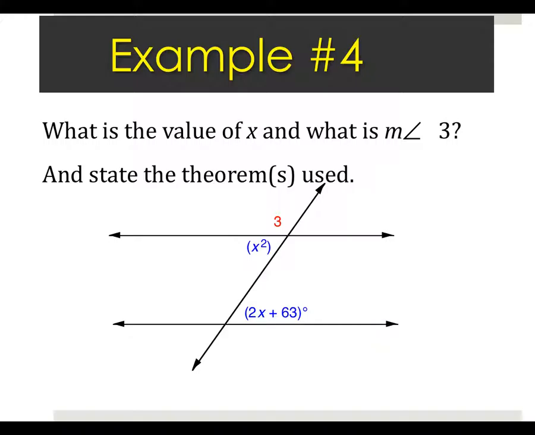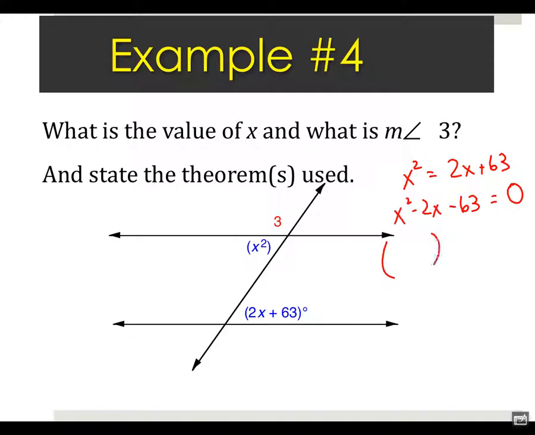Setting the two equal, you get x squared is equal to 2x plus 63. Then what? You subtract. Subtract 2x plus 63. Move everything to the other side. x squared minus 2x minus 63 is equal to 0. Now what?